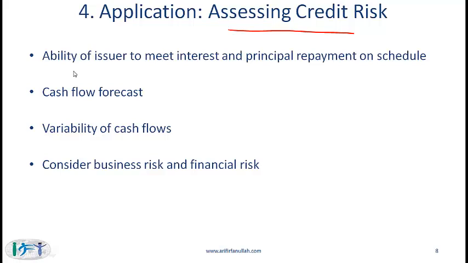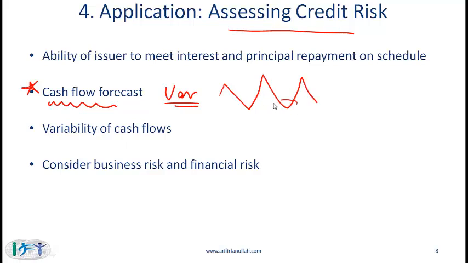The high-level items that you will be concerned with are the ability of the issuer to meet interest and principal payments on schedule. To do this, one of the most important things you will look at is cash flow forecasts. This will look at the amount of cash flows and also the variability of cash flows. If the cash flow is very volatile, then obviously that will be a concern, because if the cash flow is low, then there will be a question as to whether coupon payments will be made.